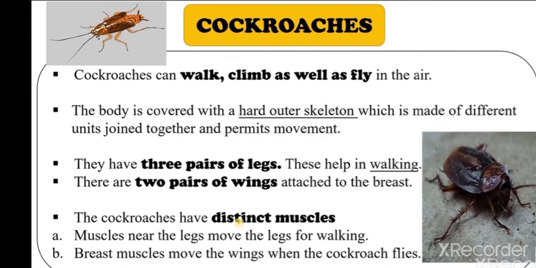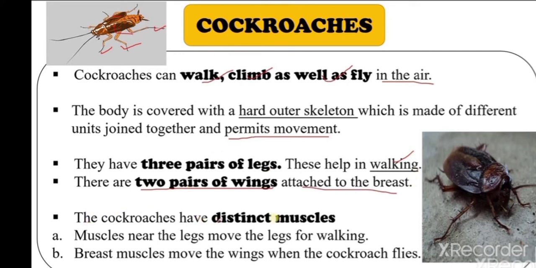Okay, so we will now talk about cockroaches. Cockroaches can walk, climb as well as fly in the air. The body is covered with a hard outer skeleton which is made up of different units joined together and it permits movement. They have 3 pairs of legs, as you can see. These help in walking, and there are 2 pairs of wings attached to the breast.